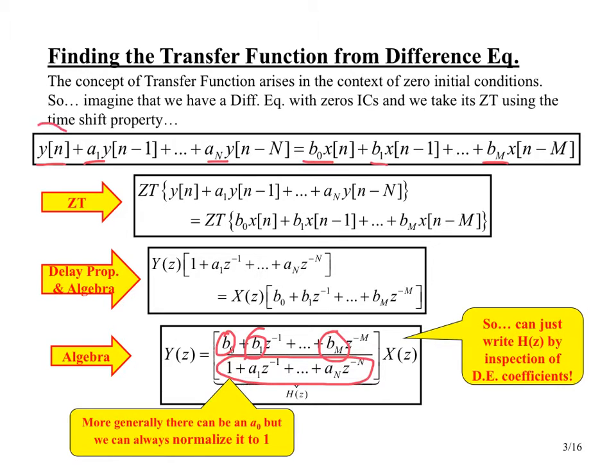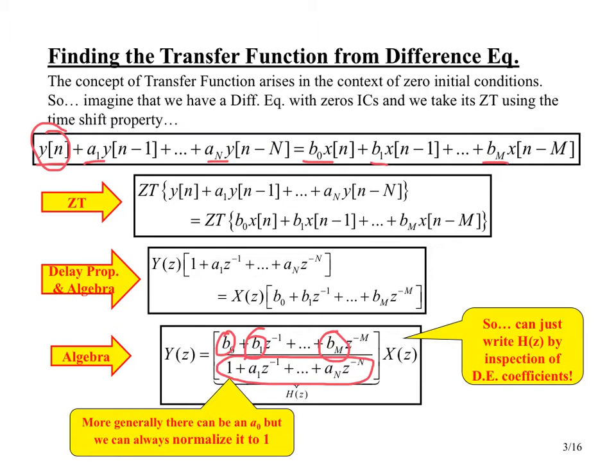We normally start with a difference equation that has y of n isolated without any coefficient out in front, but you could have an a0. If you do have an a0 that's not equal to 1, you can always normalize the equation without changing anything. You can do the same thing to each side of the equation and nothing bad happens.